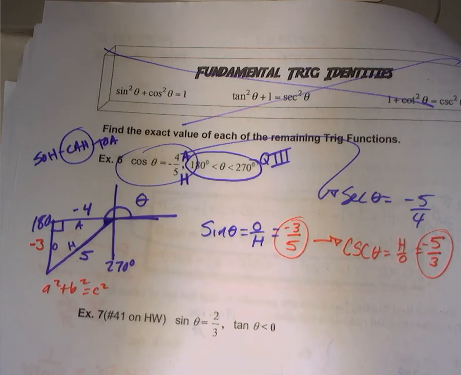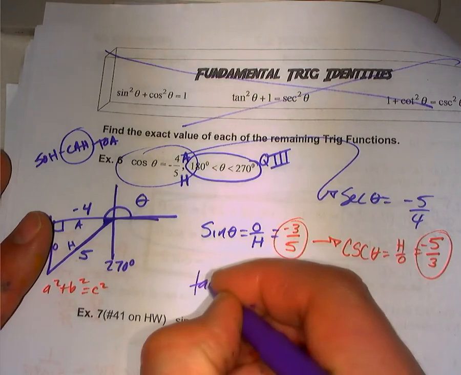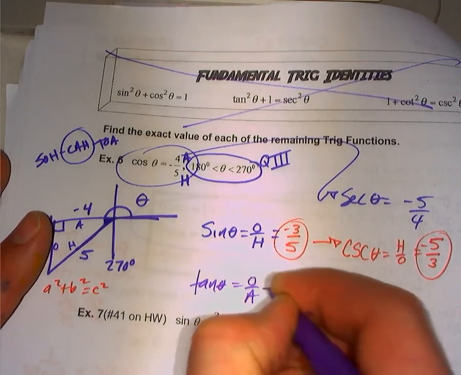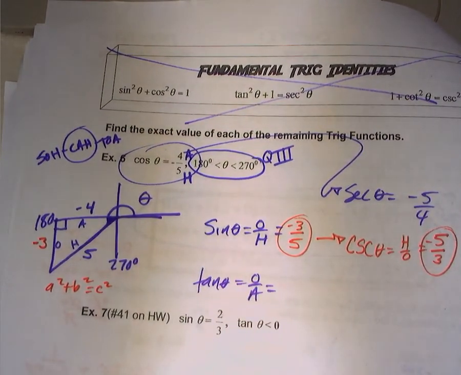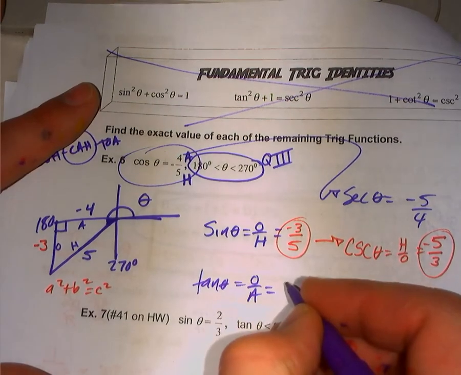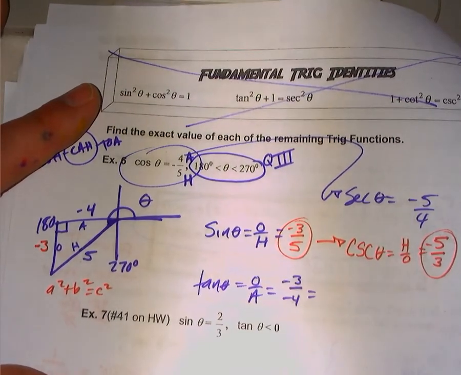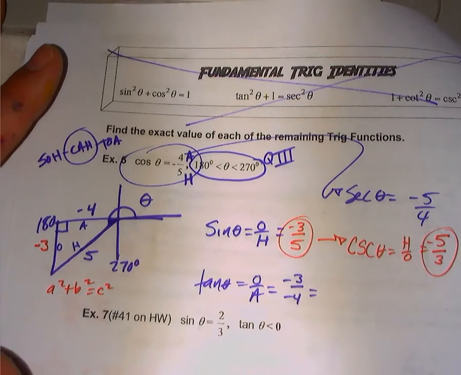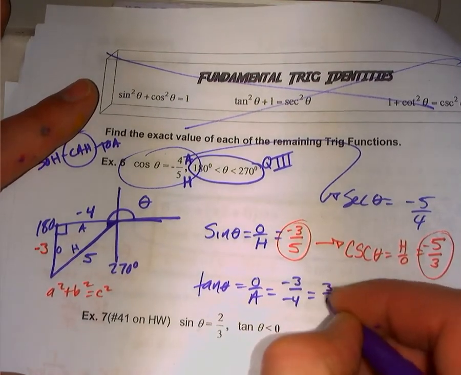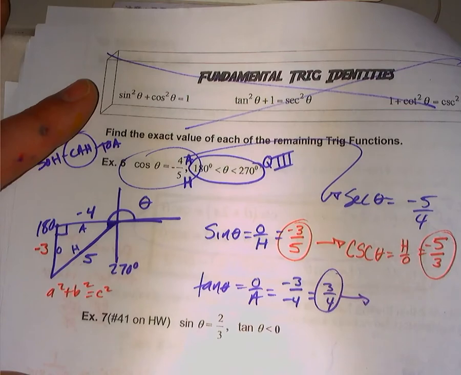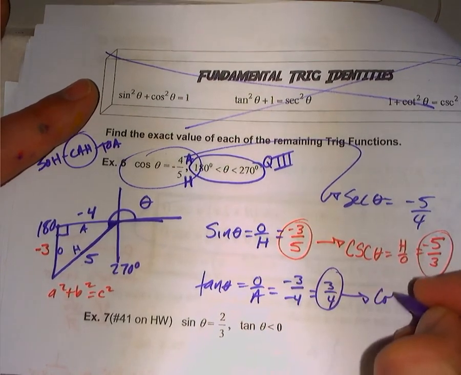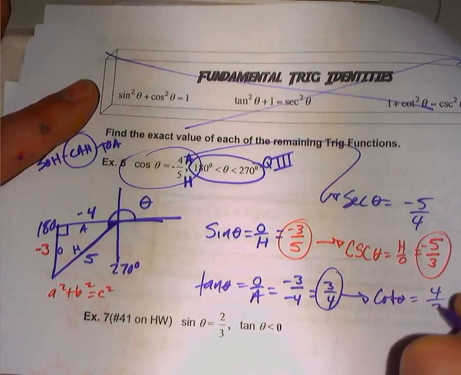So I've done 3 out of the 5. I need 2 more. I need tangent. So I need O over A. What's O? What's A? Grace, you got O and A for me? Perfect. Quiz or test, make sure you simplify. What's negative over negative? Awesome. Grace, good job. And then we got his buddy, cotangent. A over O. It's just 4/3.